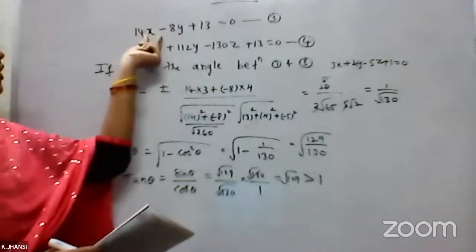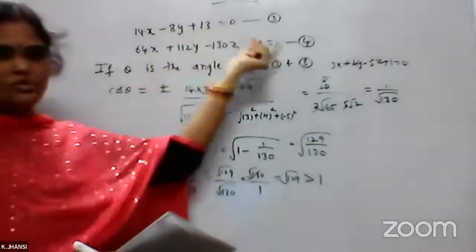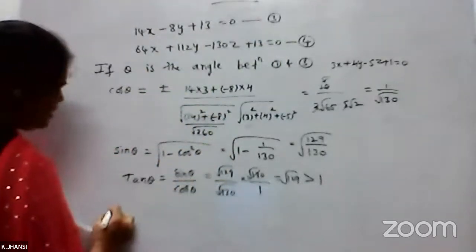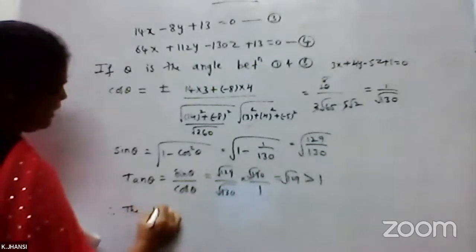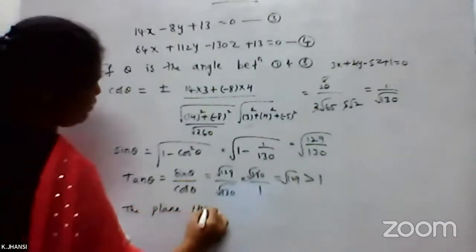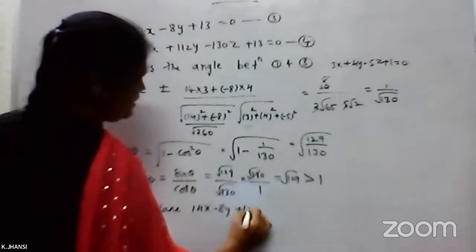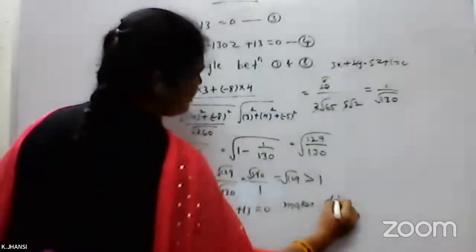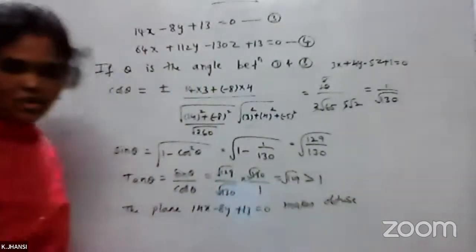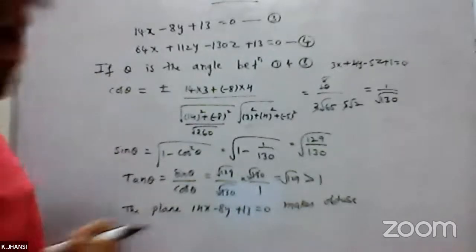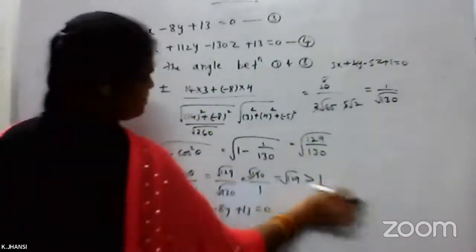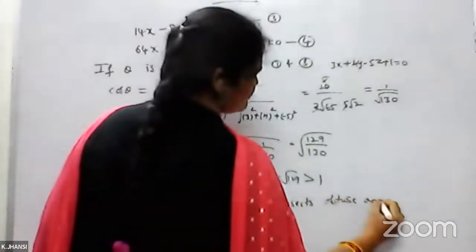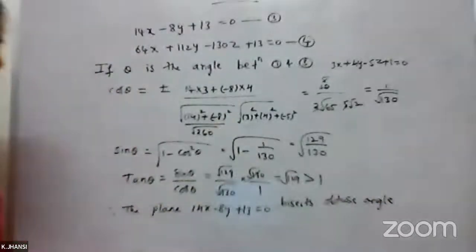So the plane equation 14x minus 8y plus 13 equals to 0 is the plane which bisects the obtuse angle. Okay. So here you can write, therefore, the plane 14x minus 8y plus 13 equals to 0 bisects the obtuse angle. So whatever sentence you have in your textbook, try to write that one. Okay. Hence the plane, whatever 3.